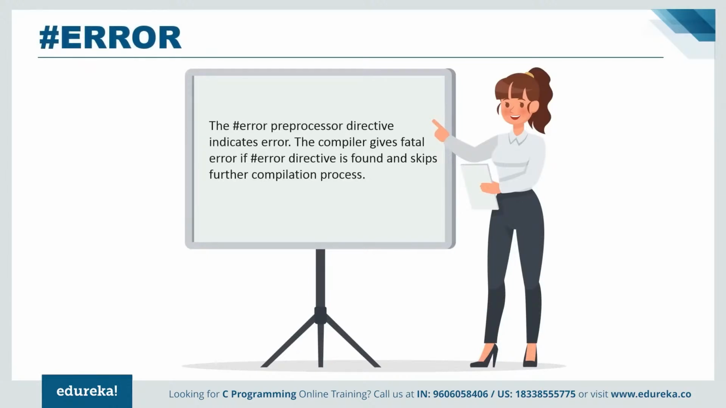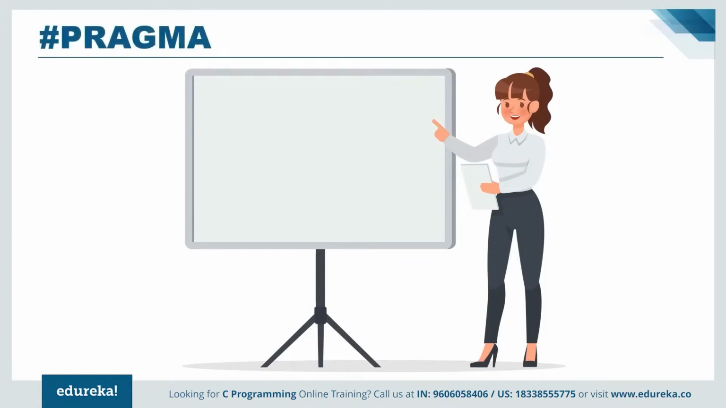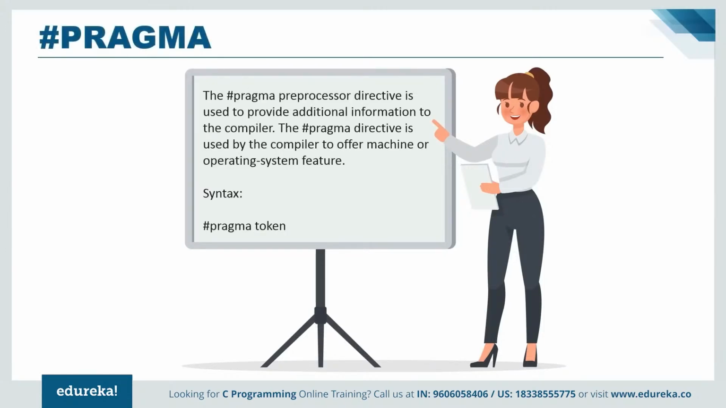The compiler gives a fatal error message if the #error directive is found and skips the further compilation process. The next one is #pragma. The #pragma preprocessor directive is used to provide additional information to the compiler. The #pragma directive is used by the compiler to offer machine or operating system features. The syntax for #pragma is #pragma followed by the token.